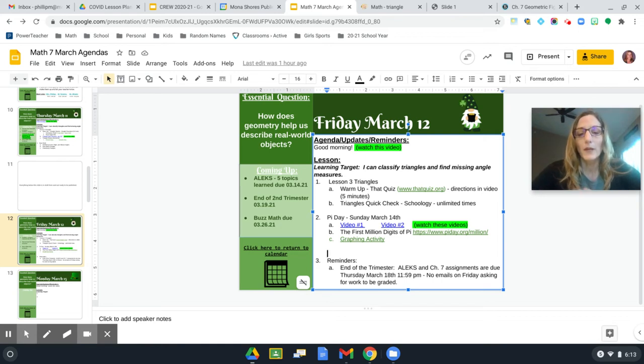One reminder before I go today at number 3, the end of the trimester is next Friday, March 19th, so a week from today. And so any ALEKS lessons, topics learned that you have not completed or are missing, and then any Chapter 7 assignments that we've been working on, they're all going to be due next Thursday, March 18th at 11:59 p.m.